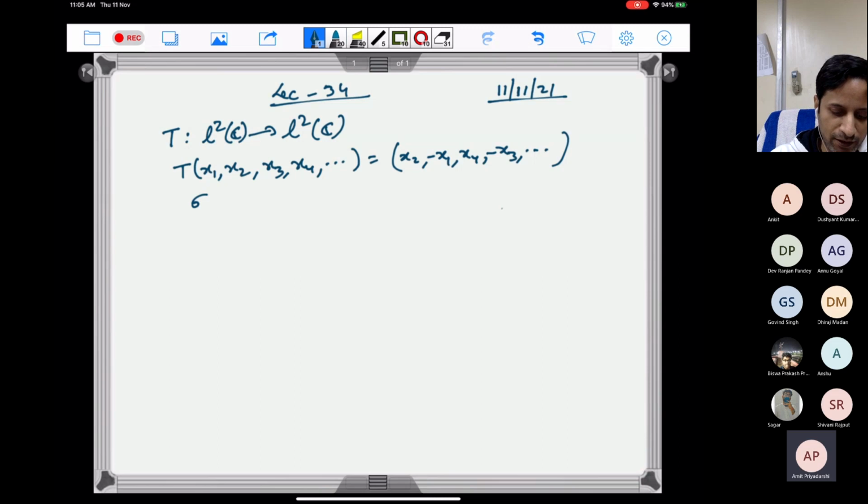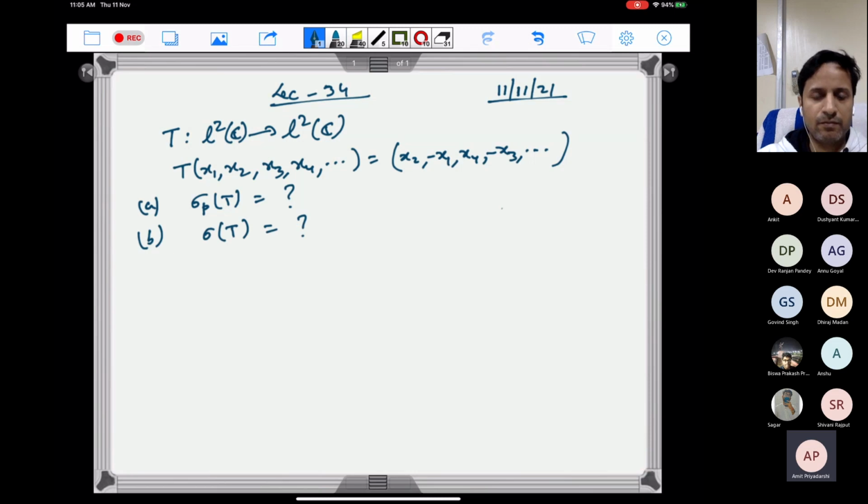So one thing is sigma pt, this we have to calculate, and the whole spectrum. So I think part A, many of you could get the eigenvalues, but there also I want to point out some mistakes. And part B, to find the spectrum. In this case, in fact, spectrum and the set of eigenvalues are the same, and we get plus minus iota, but you have to give proper arguments why this is the case.